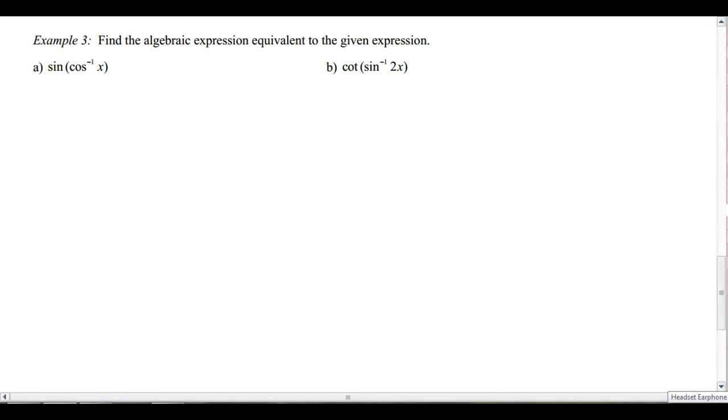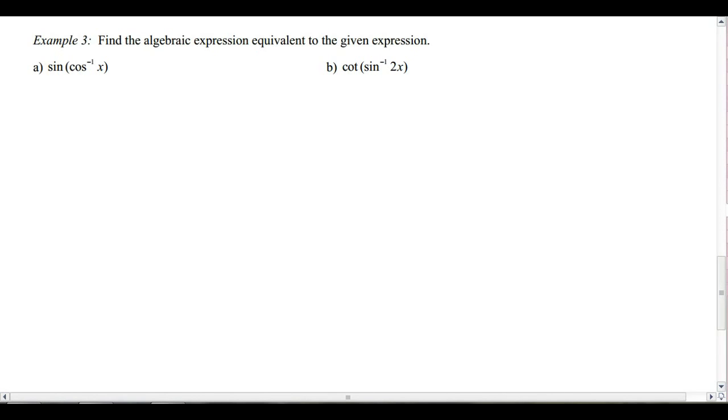Now let's move on to example 3. Here's the tricky one. Let's get a little abstract on you. I'm going to take away the numbers. Just put in a variable x. And ask you, what is the sine of an angle who has the arc cosine of x?